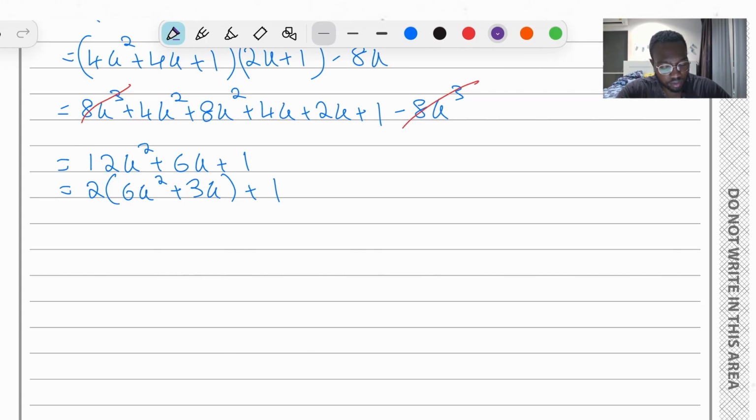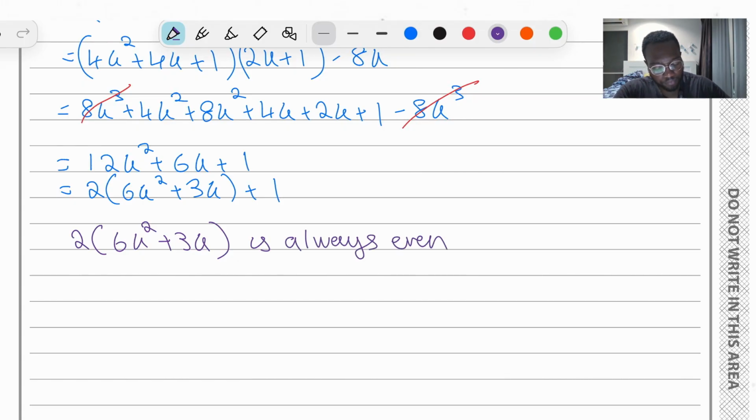Now we're at this stage. We've shown that we've got it in this form, 2 times 6k squared plus 3k, plus 1. Well, we know that this 2 times 6k squared plus 3k is always going to be even.